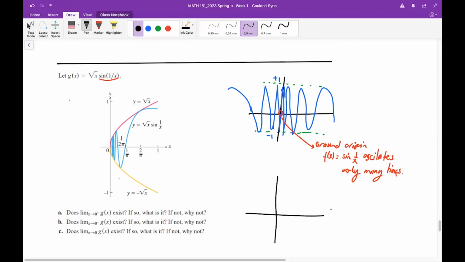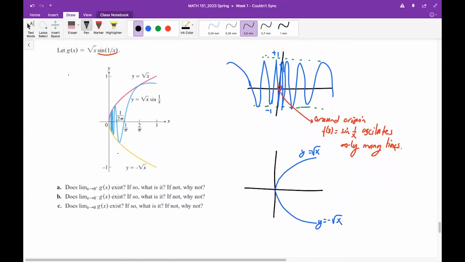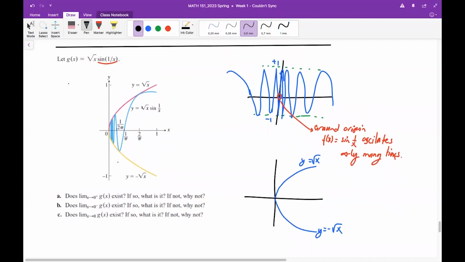It affects the graph. If you multiply by square root of x, you will first draw the square root of x function and the minus of it. And then we will draw the same graph that we drew here for sine 1 over x to obtain the graph of square root of x times sine 1 over x. The same graph applies here, but it has to move between these two curves. It cannot oscillate between plus and minus 1 anymore. It will oscillate between these two curves.